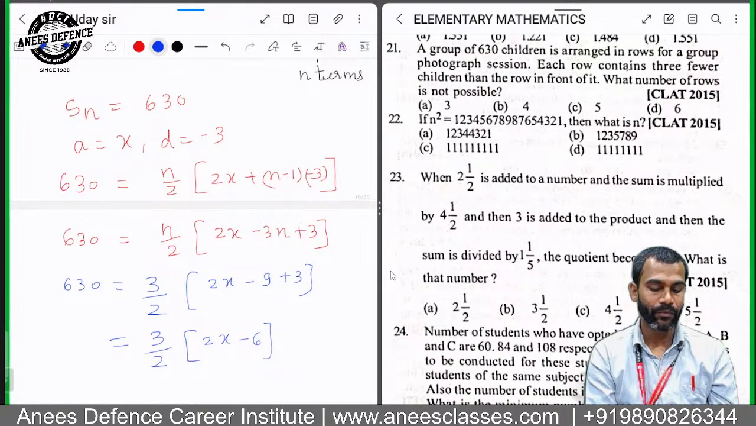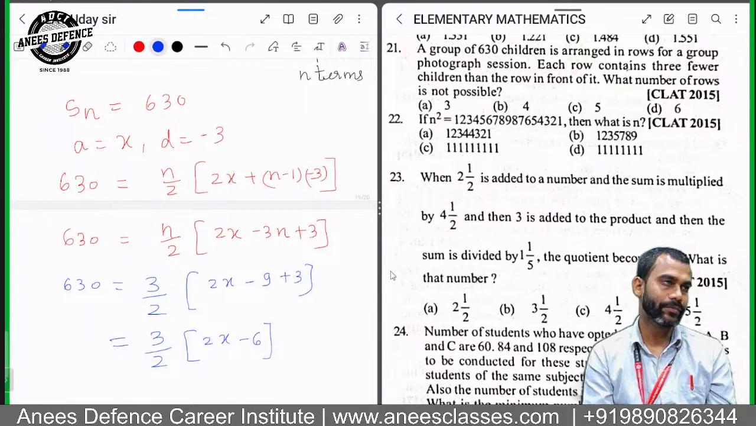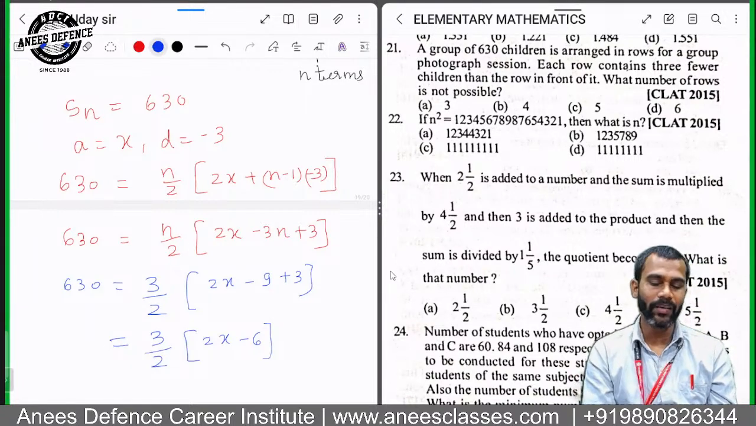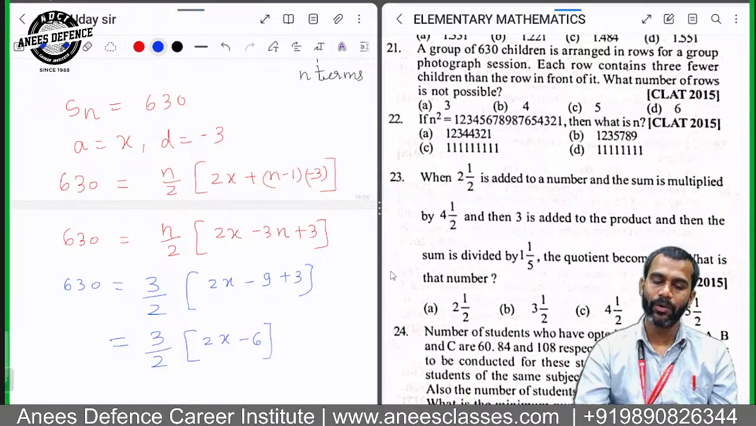So for 5, we don't have any problem. So answer would be 6. Shall we move to the next question? So we have to check for basically divisibility test. Yes or no? Now, please try question number 22.